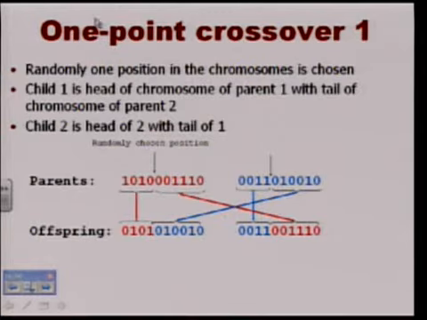So one point crossover, you can think about randomly one position in the chromosome is chosen, and then child one is the head of the chromosome of parent one with the tail of the chromosome of parent 2, okay? Which means if originally you have encoded the binary string to represent one feasible solution, after the crossover, you get two different feasible solutions, and then you try to search on that. And of course, the new solution is correlated with the existing one, but the correlation structure is unclear, depending on your encoding strategy. Okay?